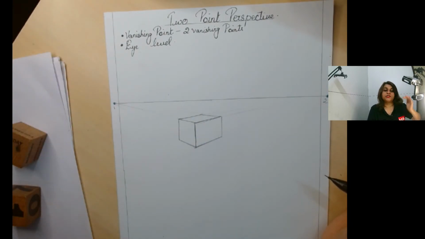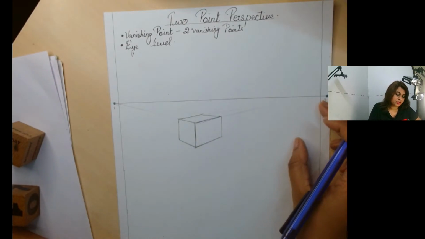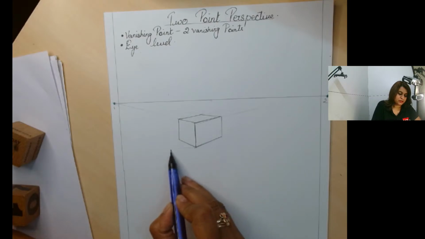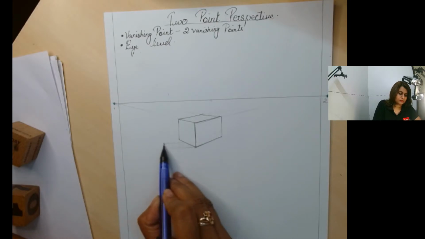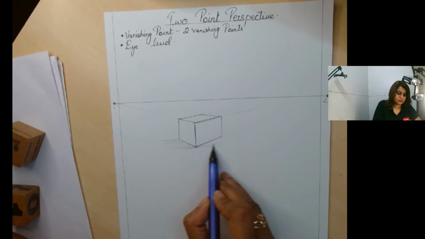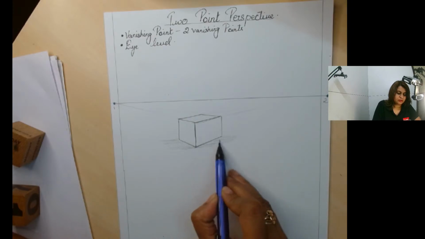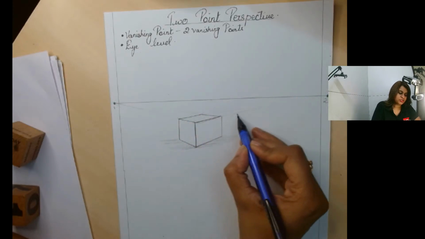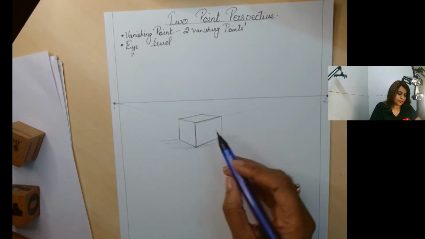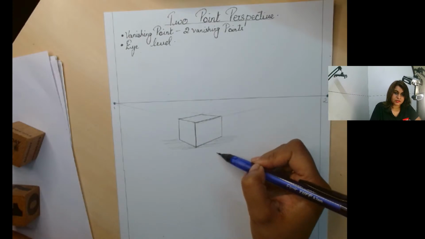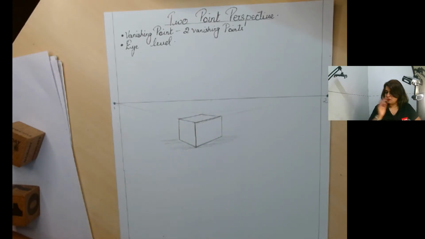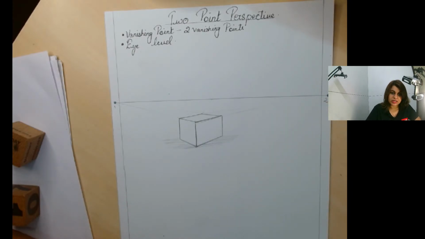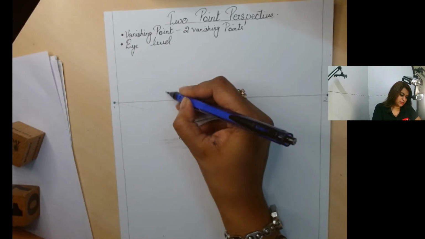We have one box which is below our eye level, which we have converged with these two vanishing points. Please also note that the lines getting converged at these vanishing points are actually parallel lines. Okay, they don't look parallel because of the distortion which is happening, but in reality they are parallel.